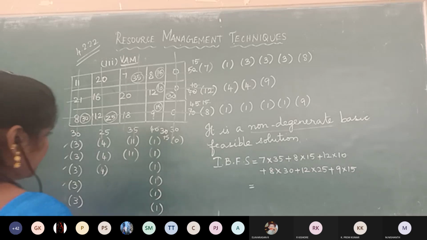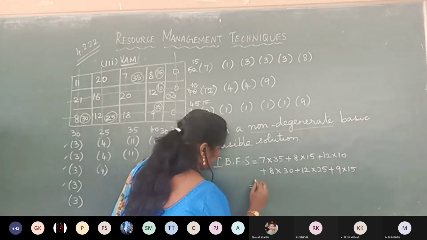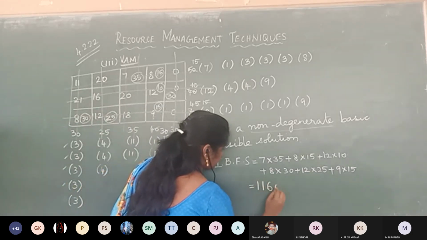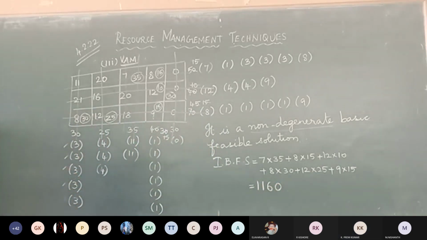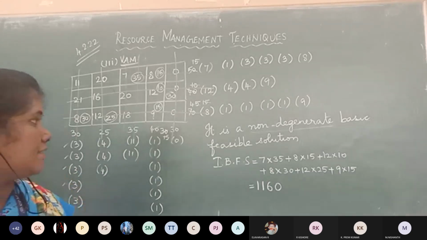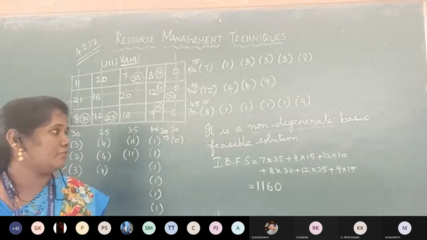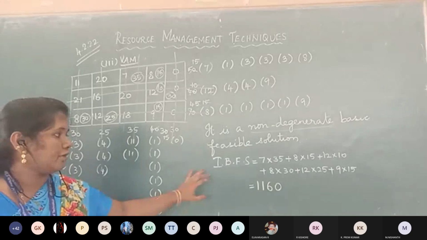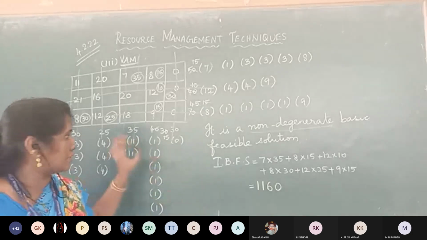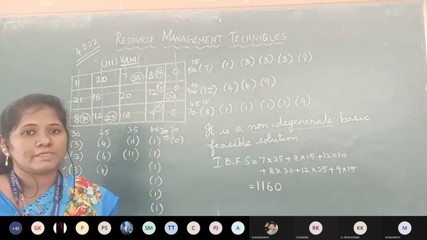I have got 1160. Check whether you're getting that. 1160. Check whether you're getting. Very good. If you've got, start doing your least cost method with the same problem. See whether it is a degenerate basic feasible solution or a non-degenerate basic feasible solution. And then find out your initial basic feasible solution. For the same problem, do your least cost method.